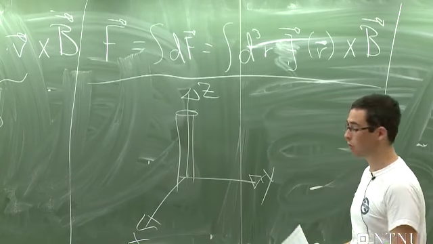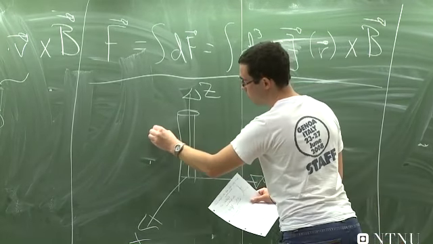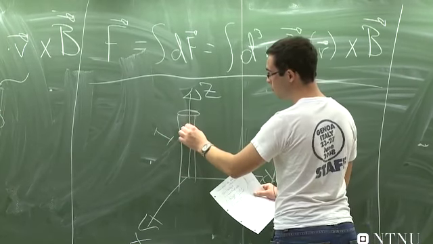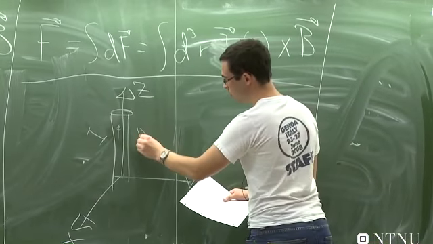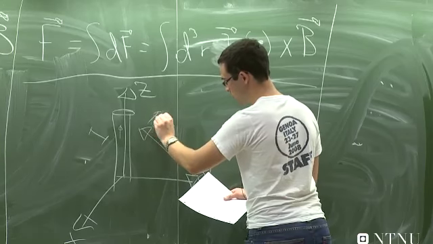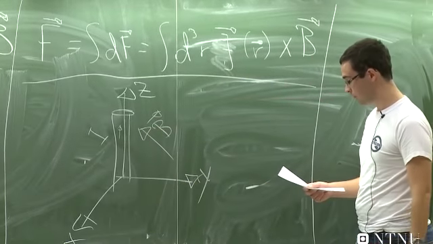I put a conductor along the z-axis like this. It has a current I flowing through it, and there's a magnetic field coming in. What's the force on it?